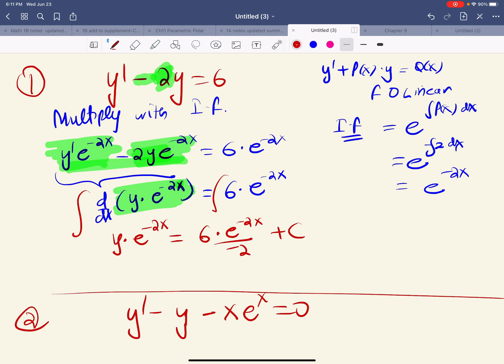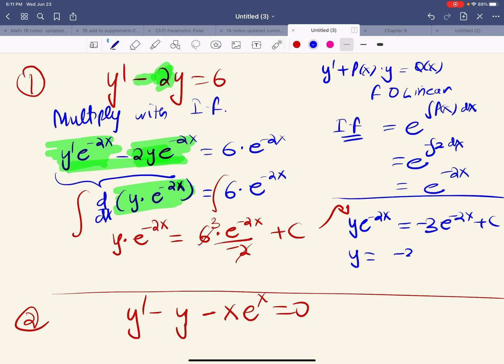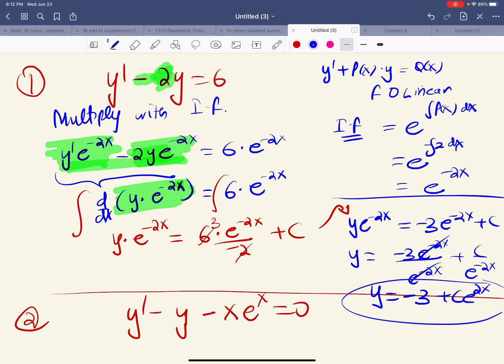All right, with a little simplification, I think we're almost done. We are ready to isolate the y here. Let me do one step at a time. y e raised to the power negative 2x equals negative 3 e raised to the power negative 2x plus c. Divide everything by e raised to the power negative 2x: negative 3 e raised to the power negative 2x over e raised to the power negative 2x, plus c e raised to the power negative 2x over e raised to the power negative 2x. These we can cancel. y turns out to be negative 3 plus c e raised to the power 2x, and that is our general solution to this equation.